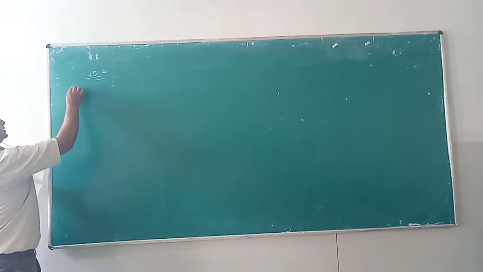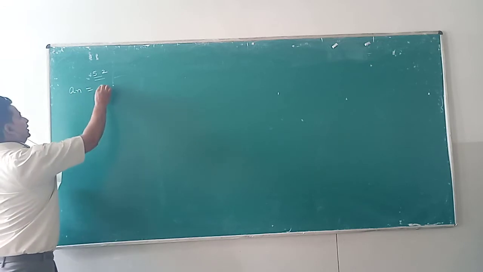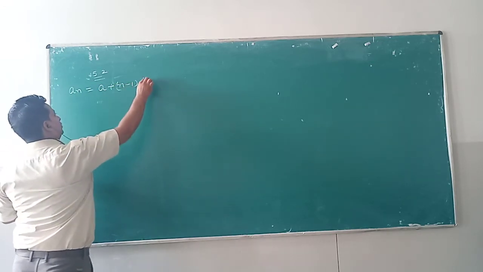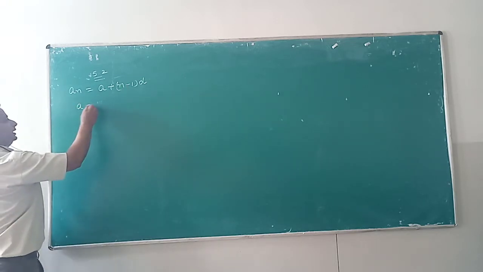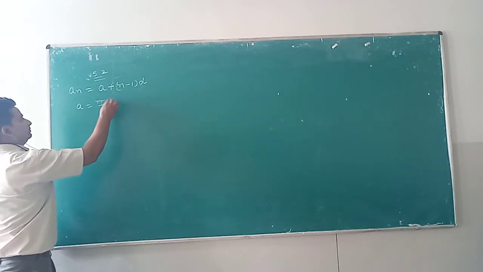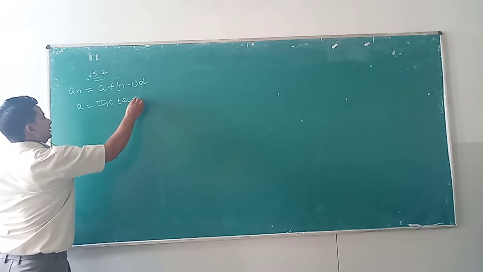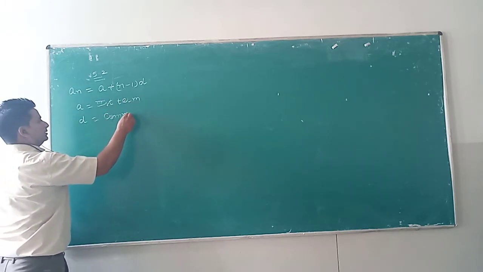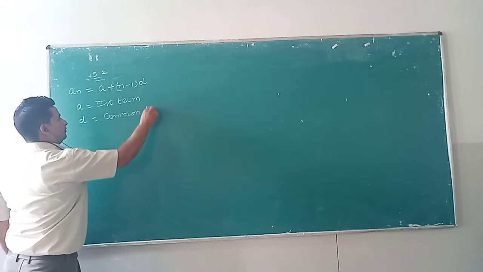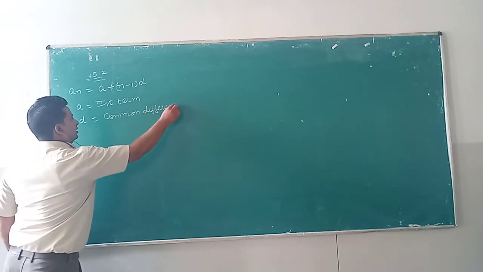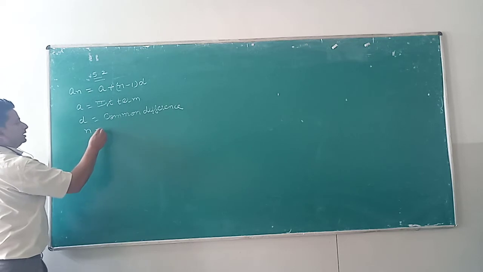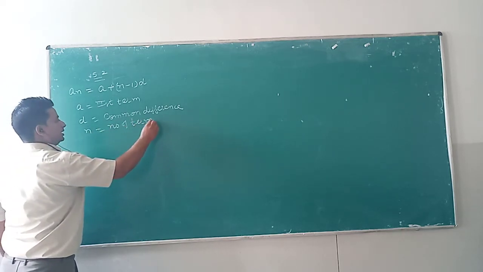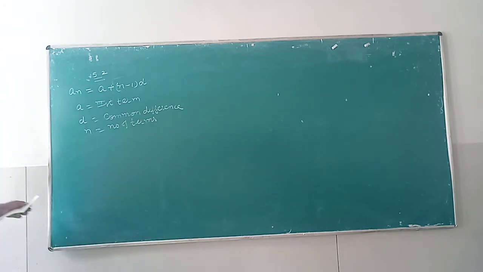In this exercise we use the result an is equal to a plus n minus 1 into d. In this, a is the first term and d is the common difference, and n is the number of terms. An is the last term or general term.